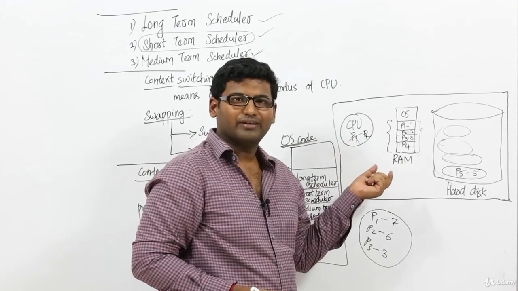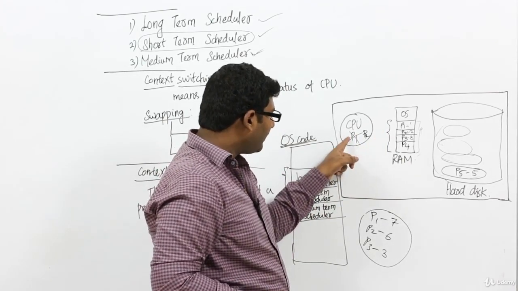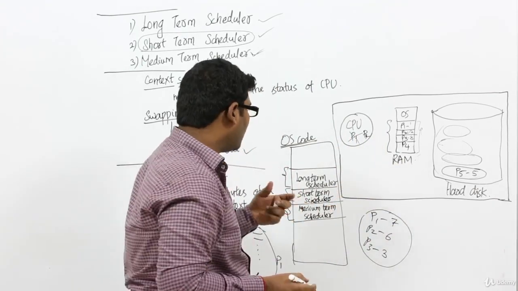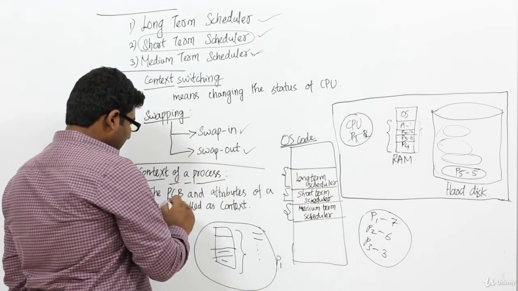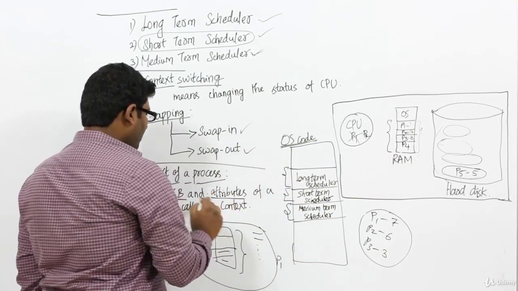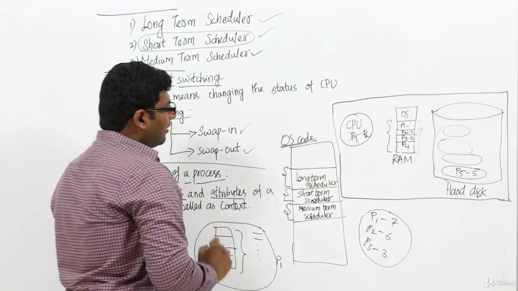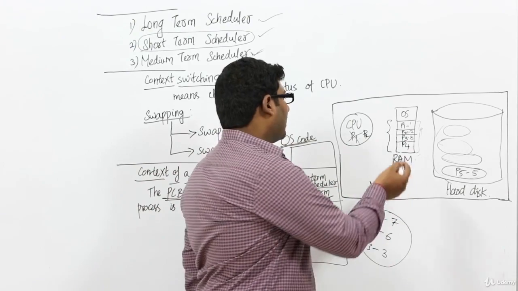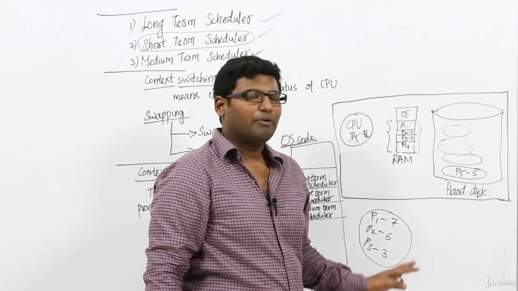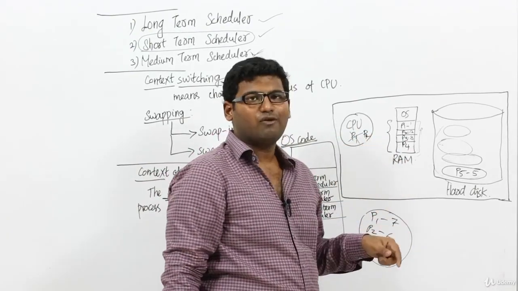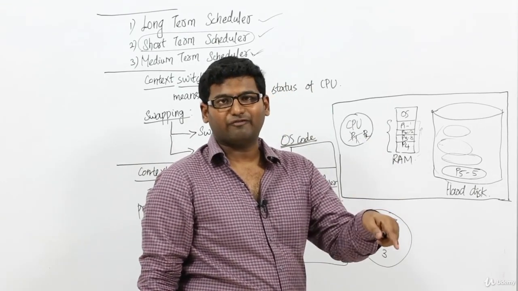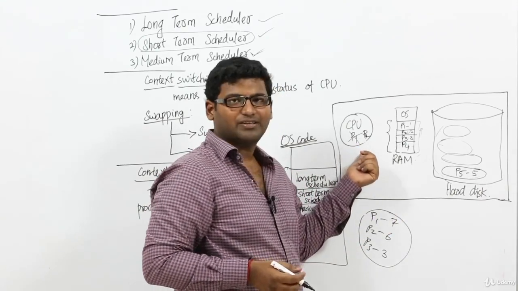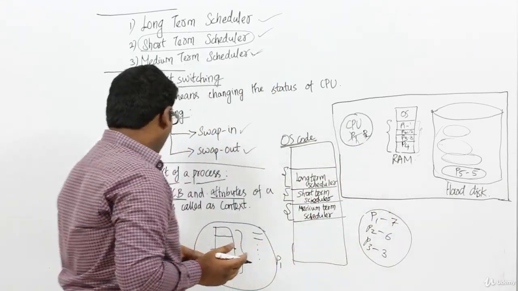Actually, we need to save the context of P1. Why? Because we need to continue P1, right? So we might have to store the PCB as well as the attributes of P1, which we also call the context of P1. The context of P1 has to be saved somewhere in our computer and then we will continue with P4. Because after finishing P4 we might have to continue P1 from where we left, we should have saved P1's context, right? That is what we mean by context switching.